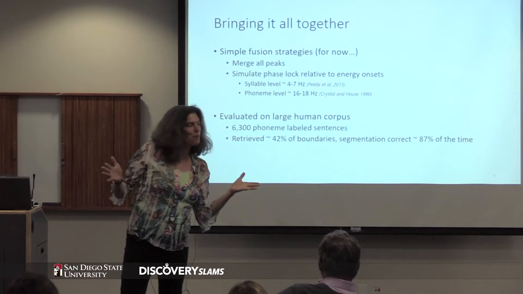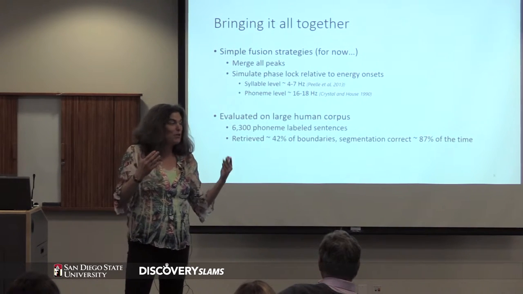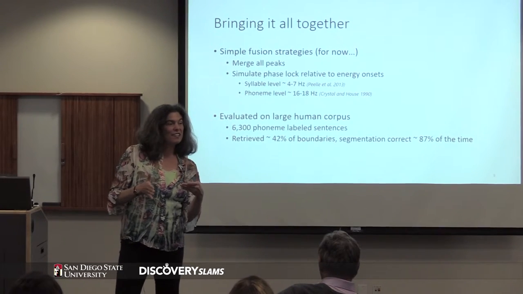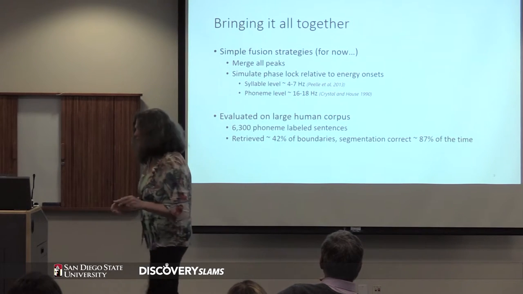So that means there's something there. Is it perfect? Absolutely not. But we know there's a lot of things that humans are doing that we're not, right? In terms of the accuracy, the things that we detected, almost 90% of them were correct. So this gives me hope.